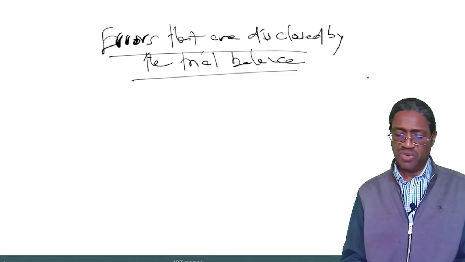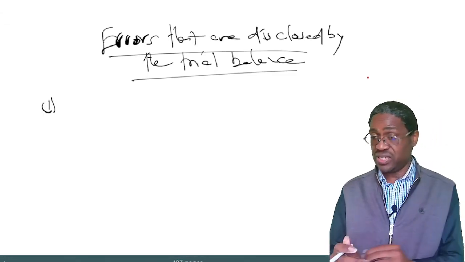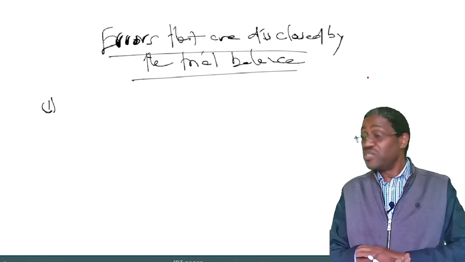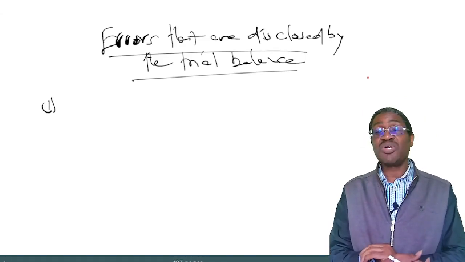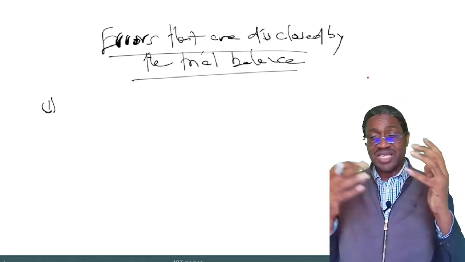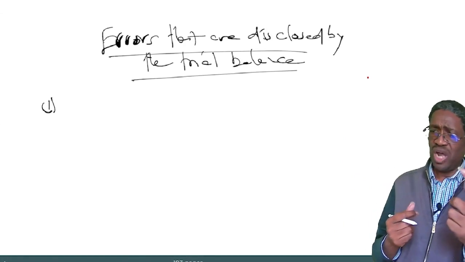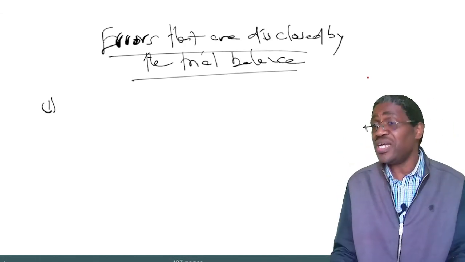Okay, let me give you a few examples first. We don't have specific errors. Listen to this now. There are no specific errors that can be called a given name. But these are just errors you can think of that you as a business could have made and the trial balance still does not balance.